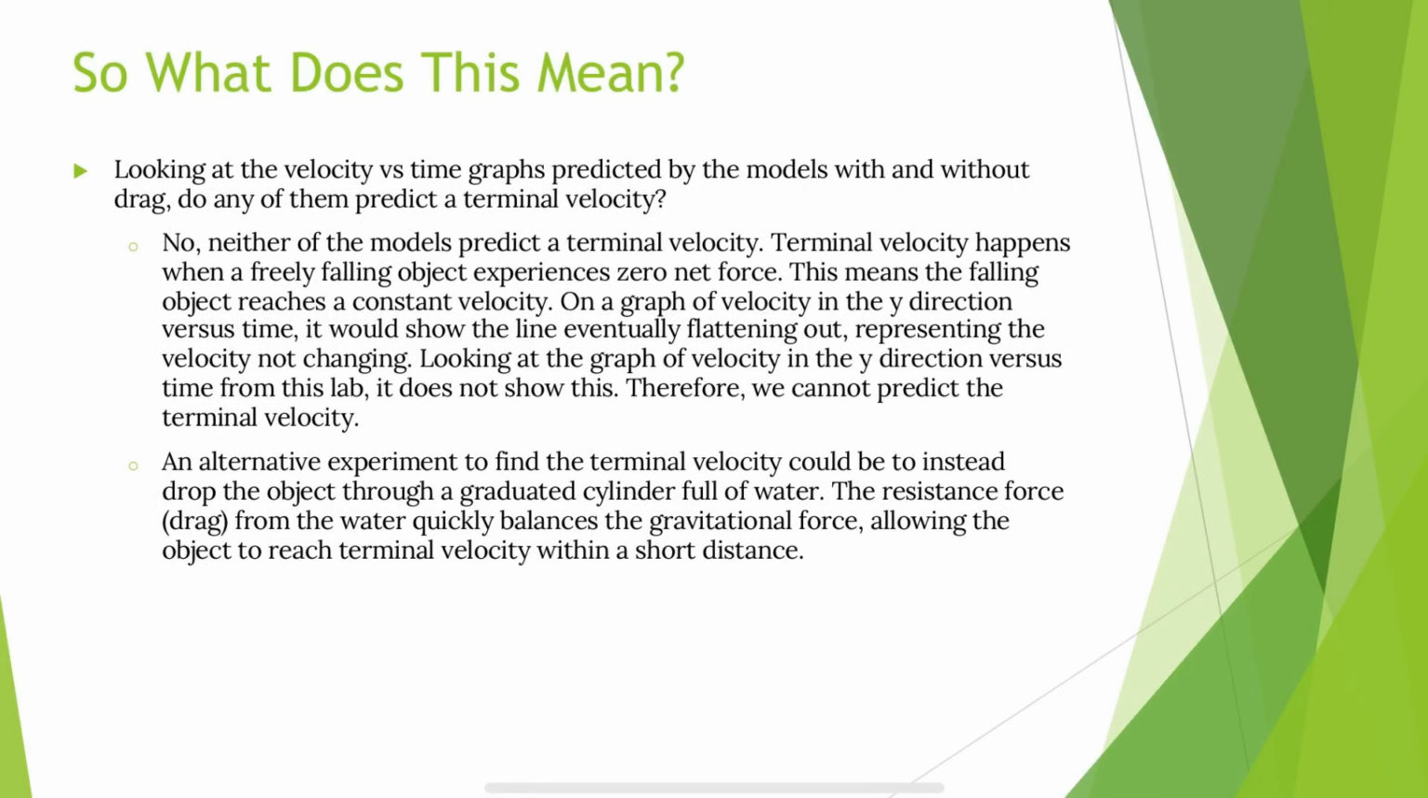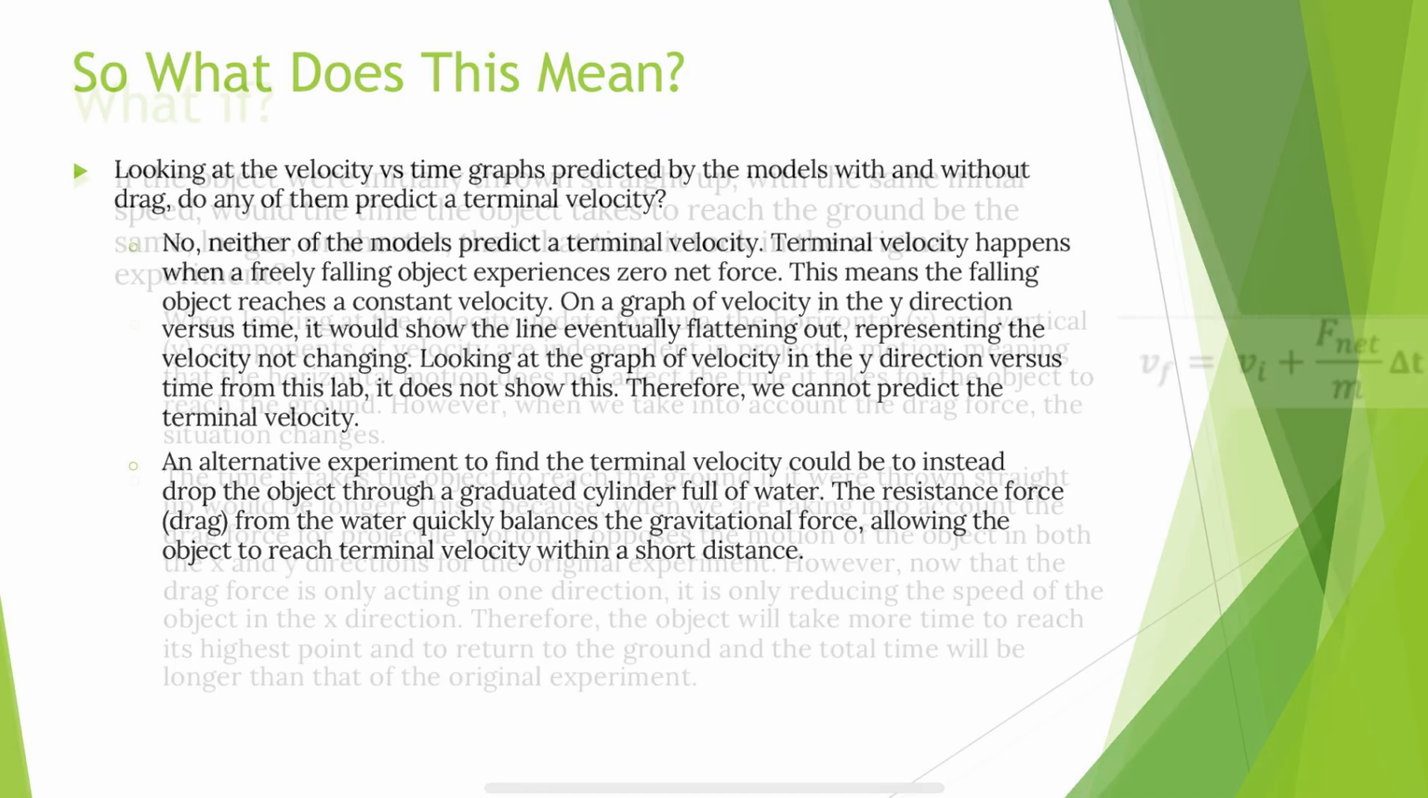Do any of the models predict a terminal velocity? Neither of the models predict a terminal velocity. Terminal velocity happens when a freely falling object experiences zero net force. This means the falling object reaches a constant velocity. On a graph of velocity in the y direction versus time, it would show the line eventually flattening out, representing the velocity not changing. Looking at the graph of velocity in the y direction versus time from this lab, it does not show this. Therefore, we cannot predict the terminal velocity.